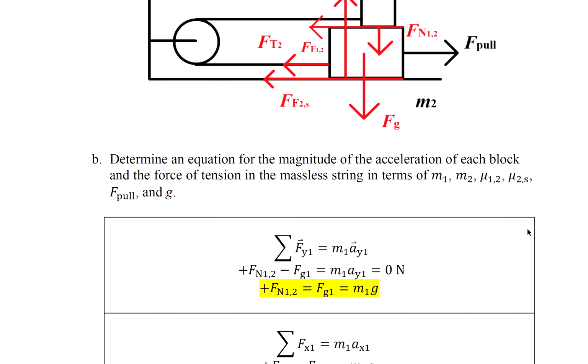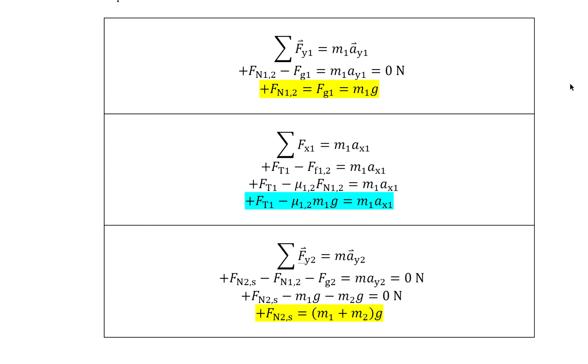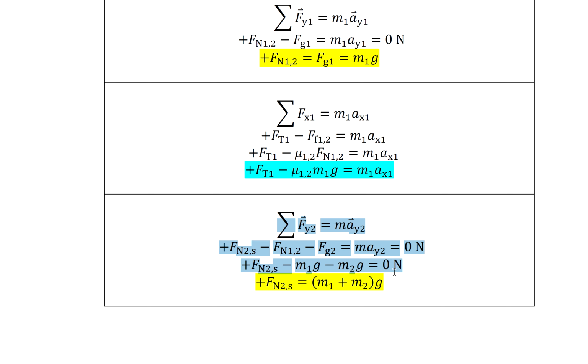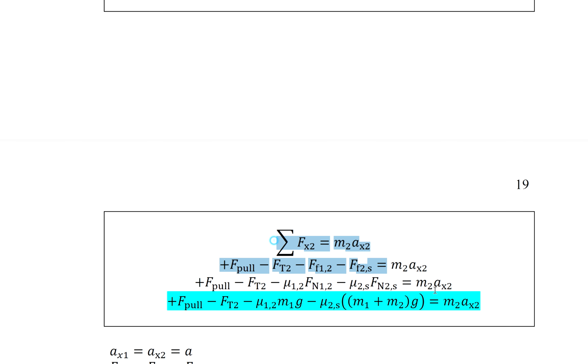Part B, determine an equation for the magnitude of the acceleration of each block and the force of tension in the massless string in terms of m1, m2, mu12, mu2s, force of pull, and g. So we want the acceleration. So this is sigma f sub y1. This is sigma f sub x1. This is sigma f sub y2. This is sigma f sub x2. So definitely pause the video and try to see how I obtained these equations.